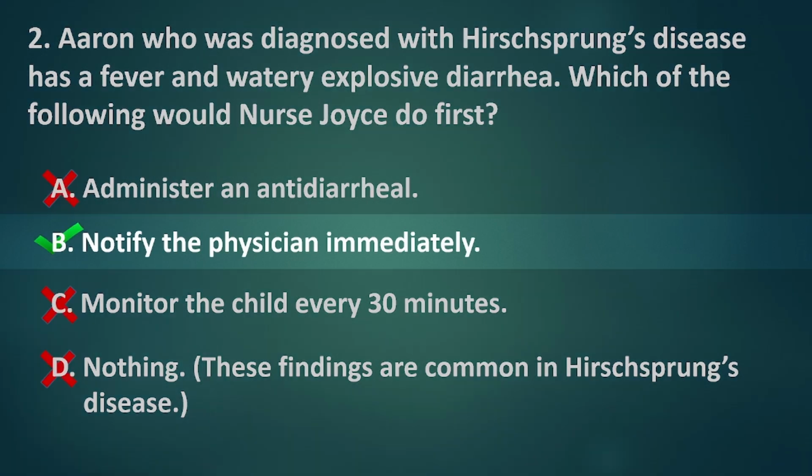The correct answer is letter B, notify the physician immediately. Fever and explosive diarrhea indicate enterocolitis or inflammation of the intestine, which is a life-threatening situation. Therefore, the physician should be notified directly. Antidiarrheal is not applicable as the symptom for Hirschsprung's disease is constipation due to blockage and not diarrhea. Monitoring every 30 minutes is not enough. More monitoring every 15 minutes should be done, and these findings are not considered to be normal signs to be ignored in patients with Hirschsprung's disease.